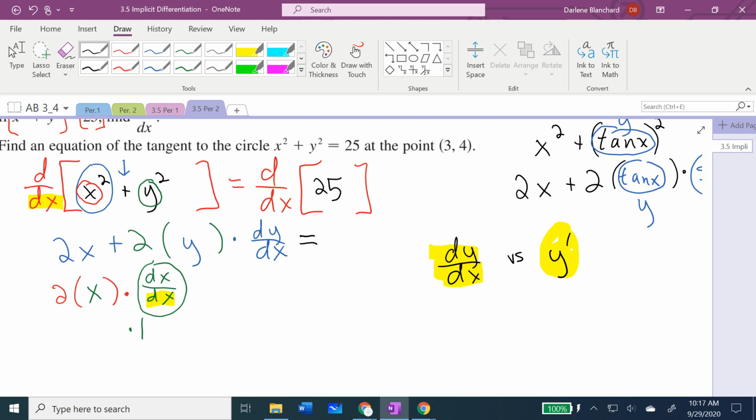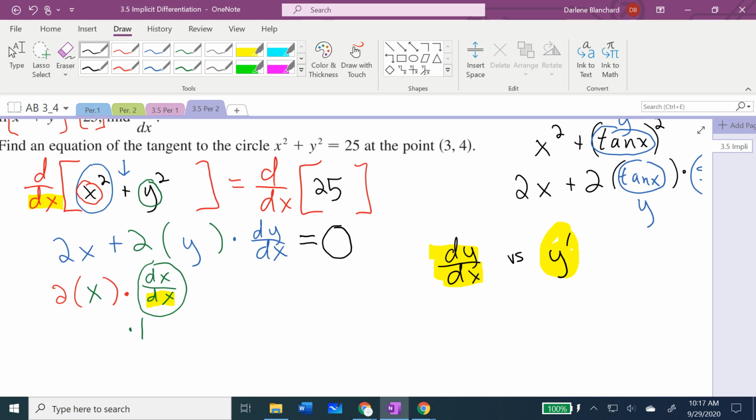So anyway, I'm going to keep moving forward. And I need to take the derivative of 25. I didn't do that yet. Are you ready? Derivative of 25 is? Now, did anyone think for any moment 25? Be honest.